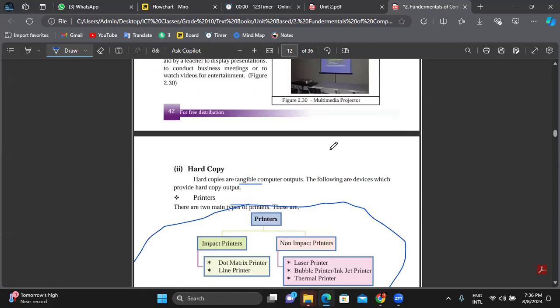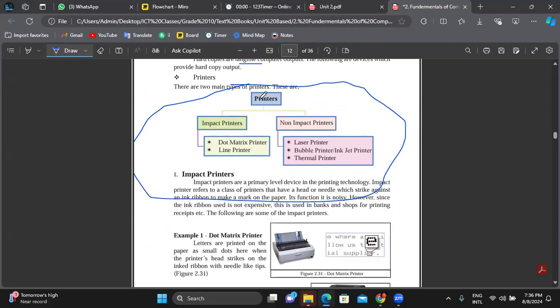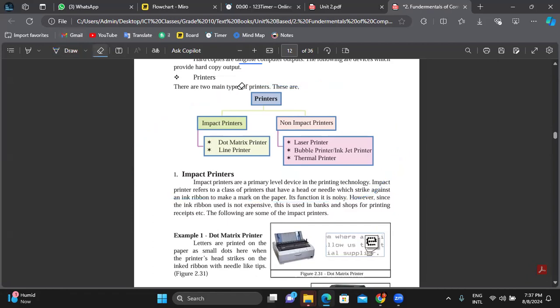So we'll discuss printers now. A printer is a device. Is it an input device or an output device? Just message me. Yeah, correct. That's an output device, because we get something out of the printer. There are two types of printers: impact printers and non-impact printers.